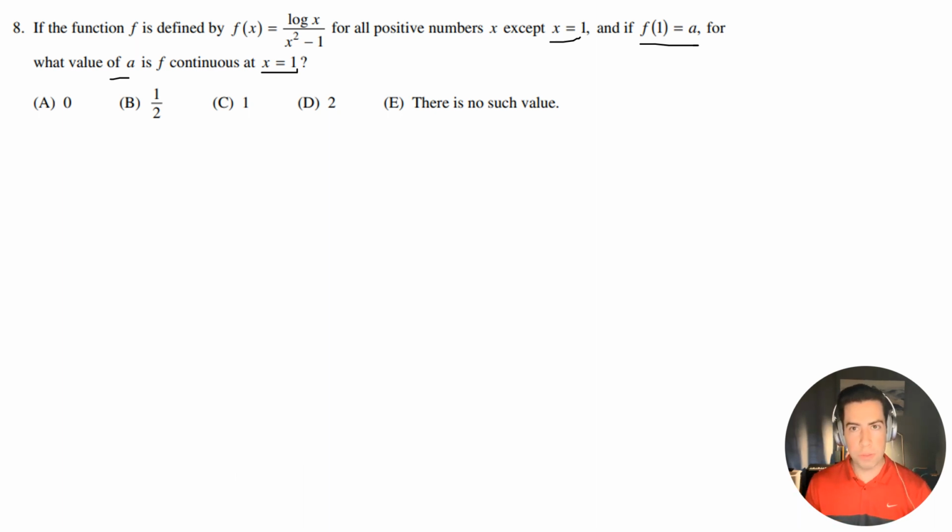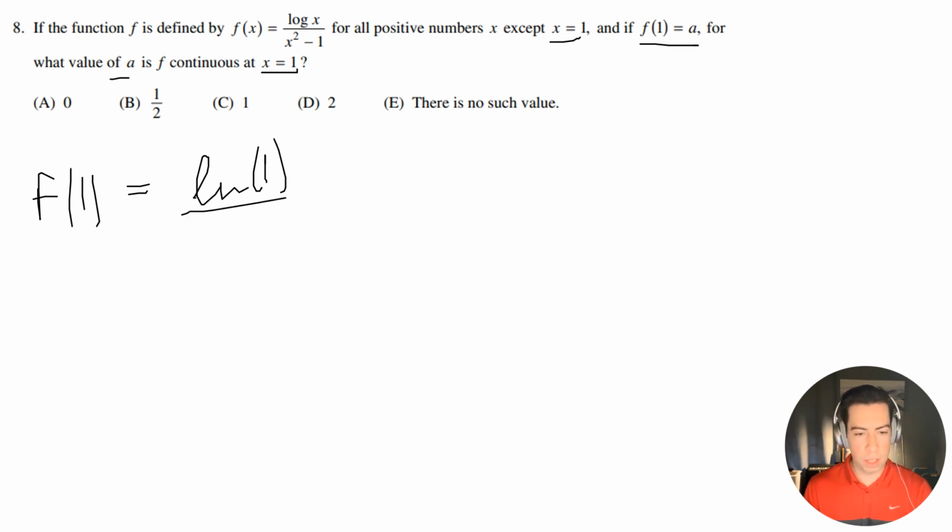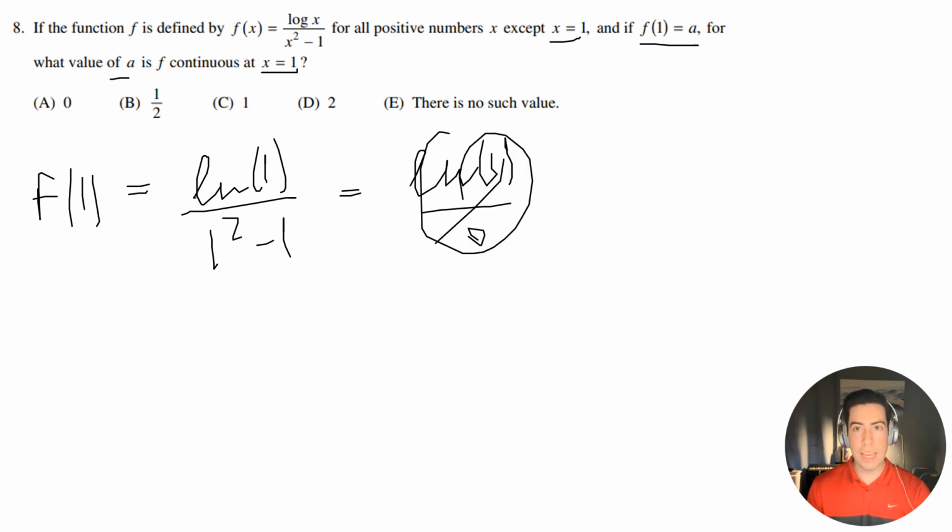Okay, guys, so I really like this problem. So let's break it down for a second. If x equals 1, what happens? Well, for f of 1, we are going to get the natural log of 1. And again, guys, log x without a base, you can assume it's natural log, over 1 squared minus 1. So we are going to get a divide by 0 error, and we cannot have that.